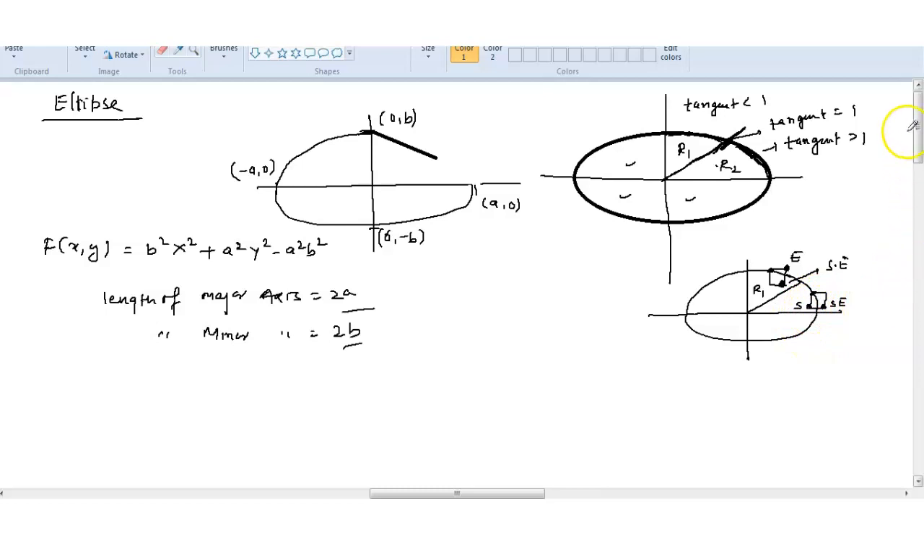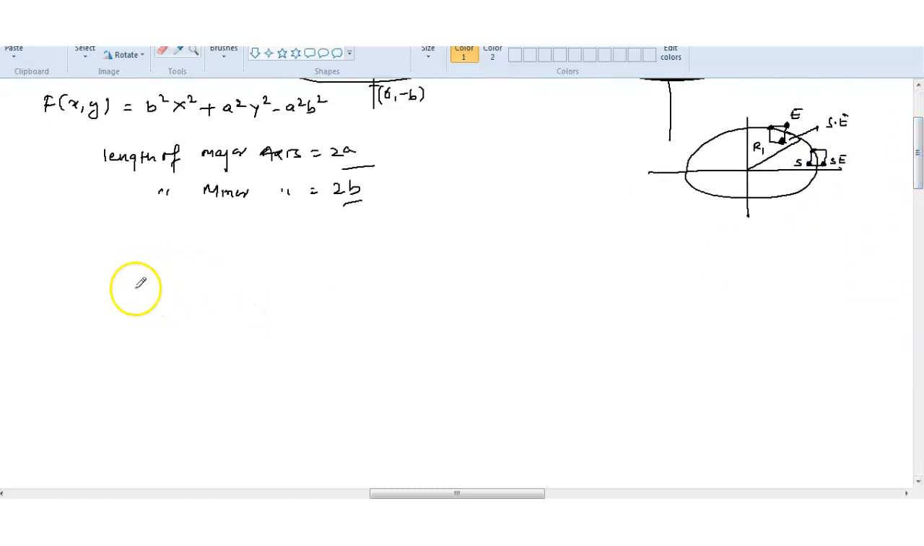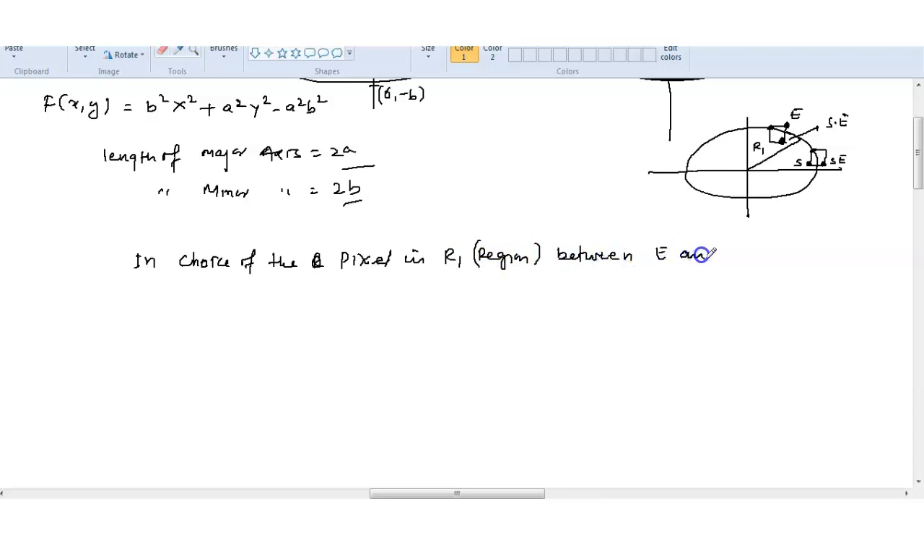So in this we can write it here. In the choice of the pixel in the R1 region, between east and southeast, whereas in the R2, between the south and southeast.